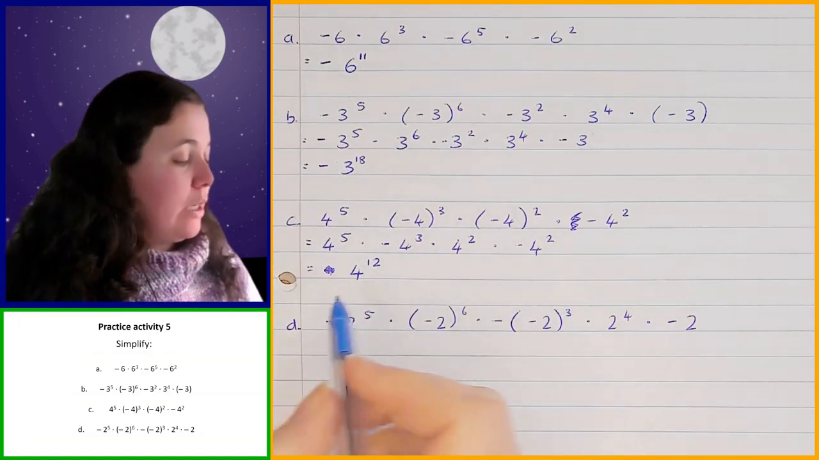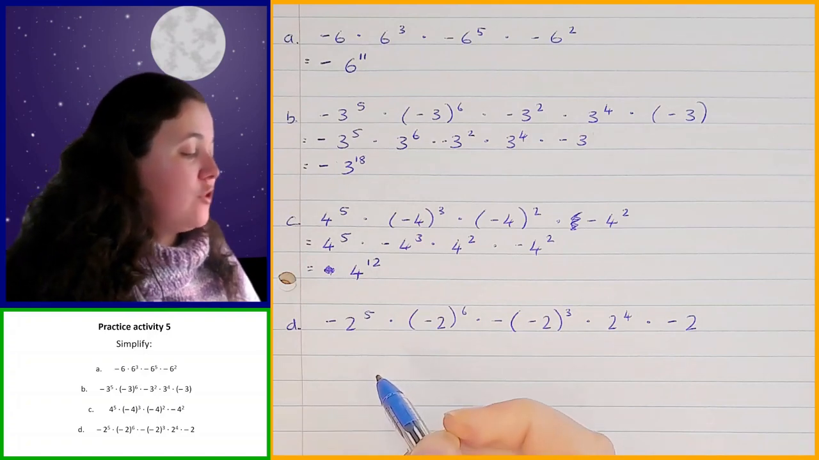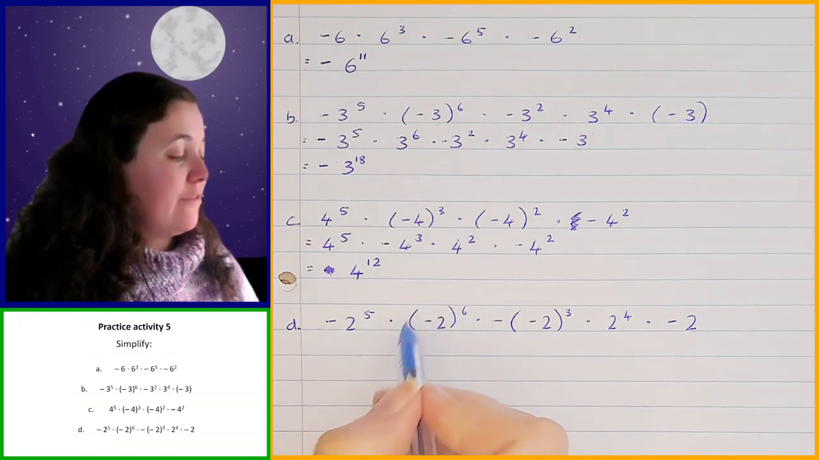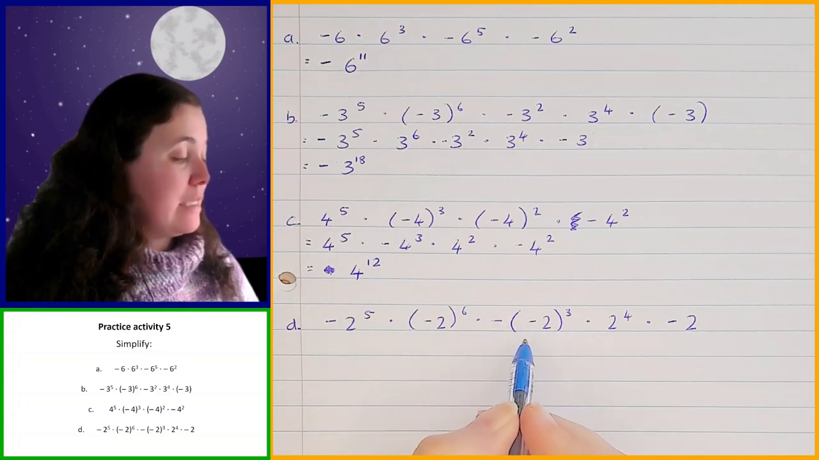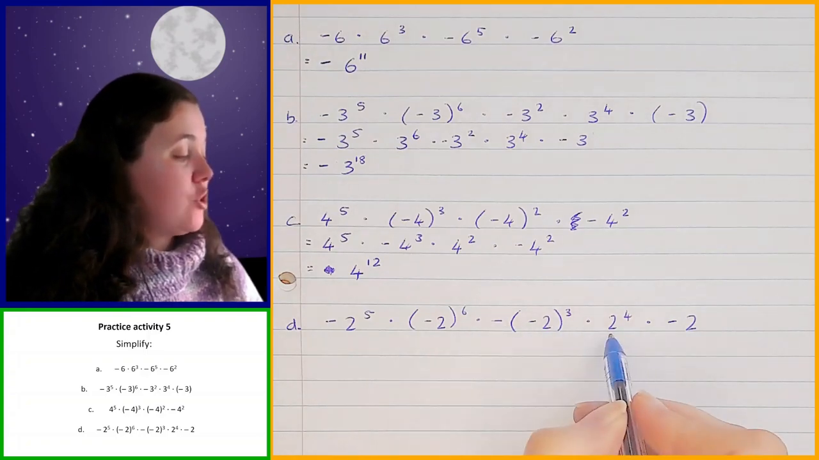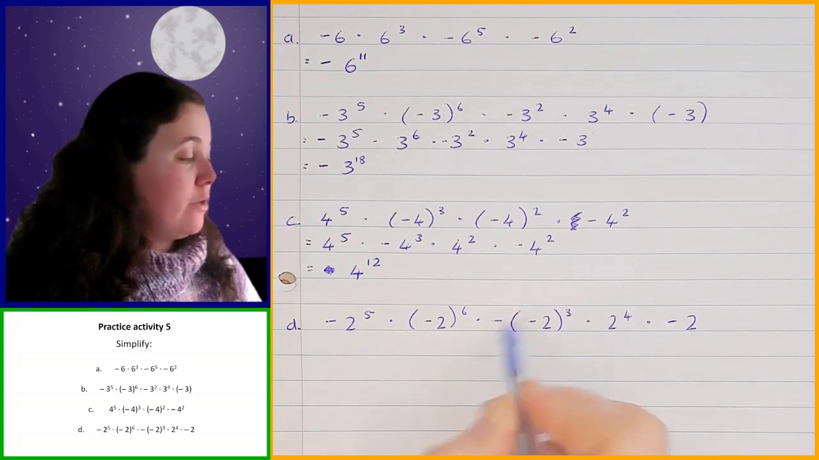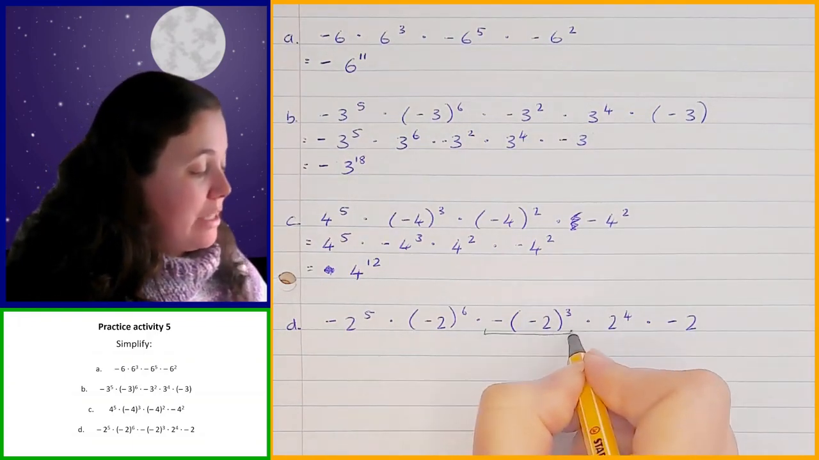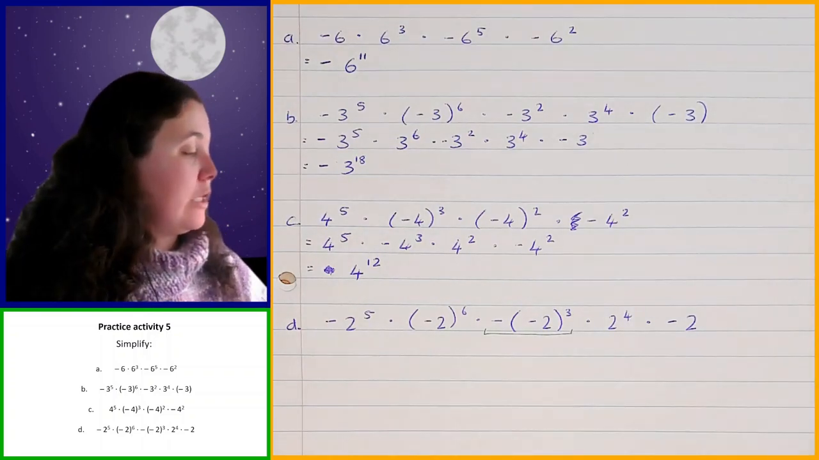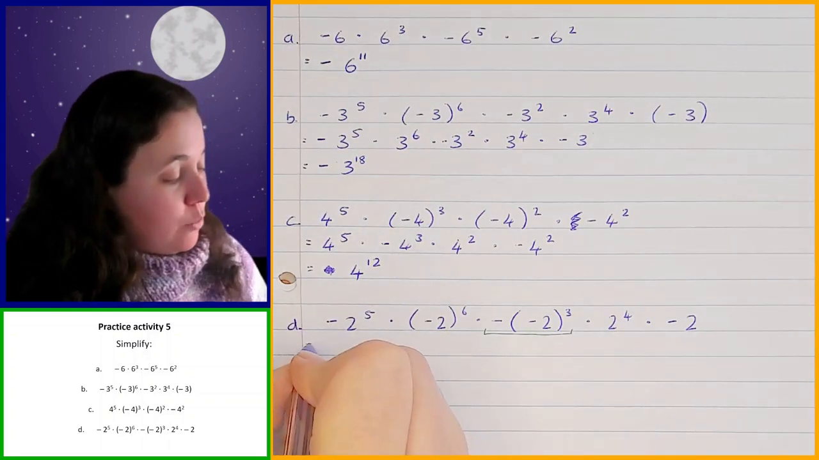And then the last one, question D. Negative 2 to the power of 5 times negative 2 in brackets to the power of 6 times negative, and then in brackets, negative 2 cubed, times 2 to the power of 4 times negative 2. Now this one over here, you need to be careful about what's going to happen where you have a negative and then the negative inside the brackets. Okay, so we're just going to focus on that a little bit quickly over there.